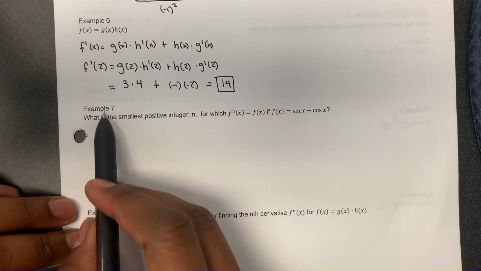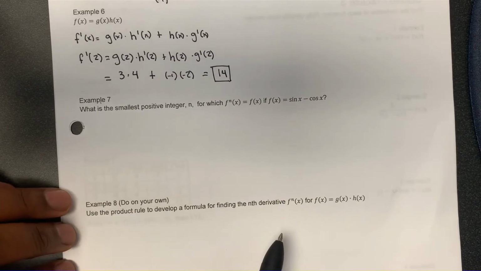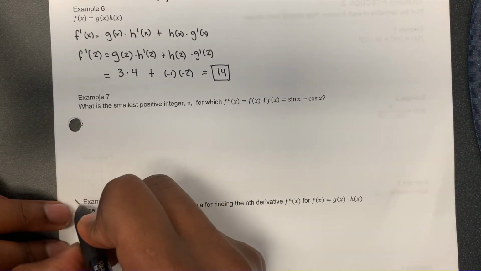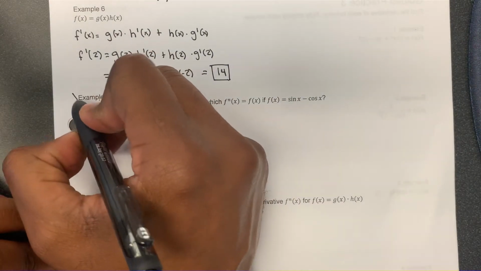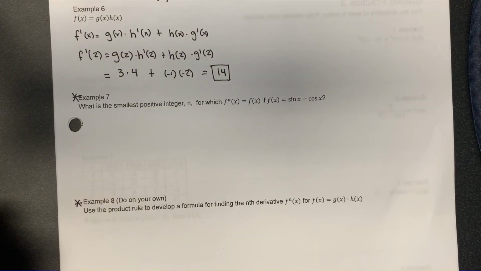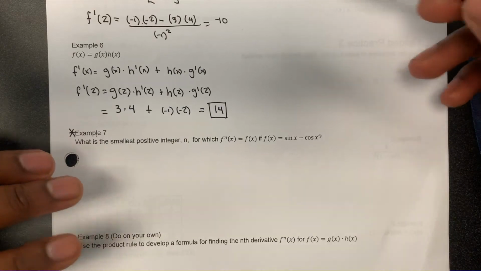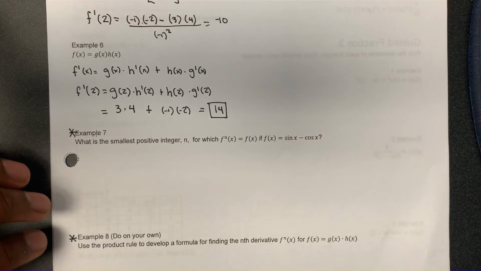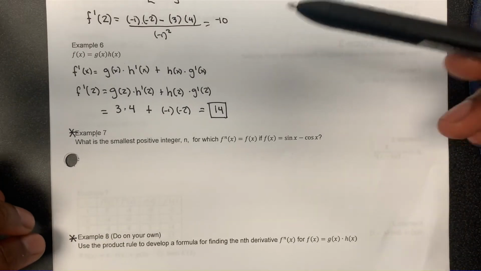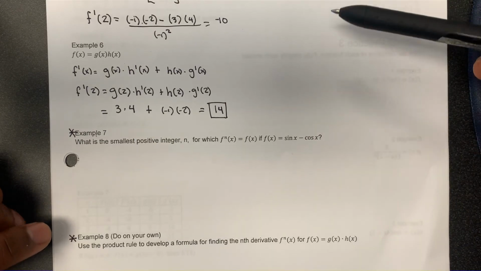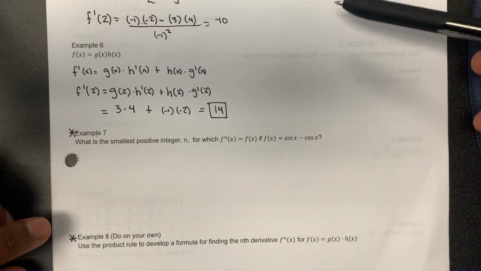So example 7 and 8 are just more theoretical problems. We're not going to worry about those. If you have questions about them, talk to me in class. I want to keep this to the mechanics of doing the product and quotient rule and other basic derivative stuff. So that's going to stop this video. In the next video, we will go over the chain rule in context.